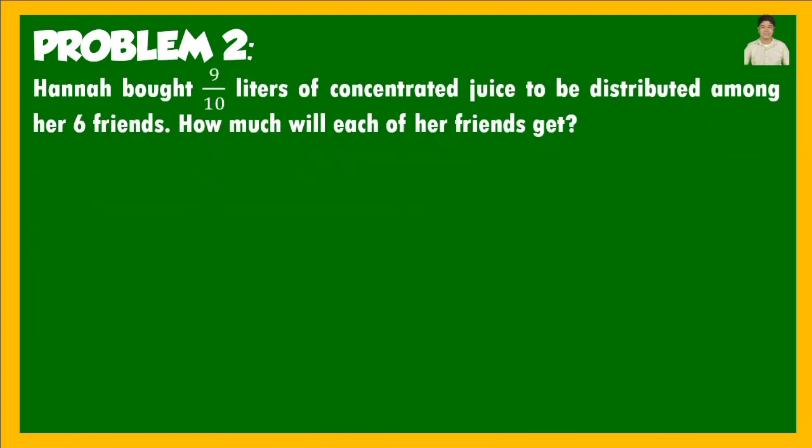So, let's have problem number 2. Hannah bought 9 over 10 liters of concentrated juice to be distributed among her 6 friends. How much will each of her friends get? Okay, so malinaw naman po sa problem na yung total amount ng concentrated juice na meron si Hannah is 9 over 10 liters. Okay, so kailangan niyang i-distribute yon equally sa 6 niyang kaibigan.